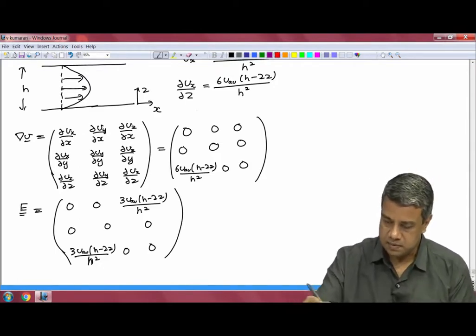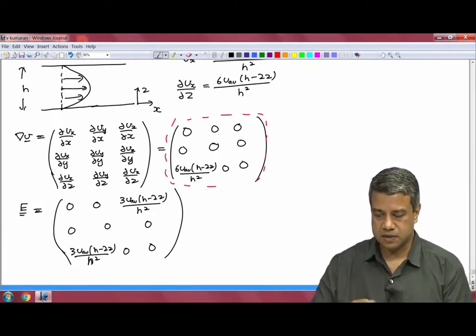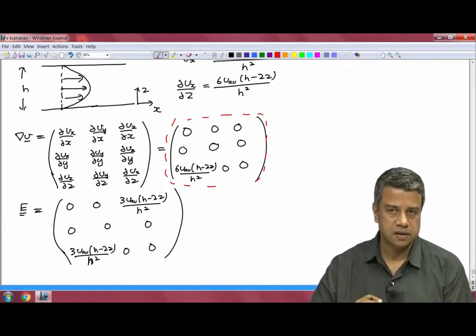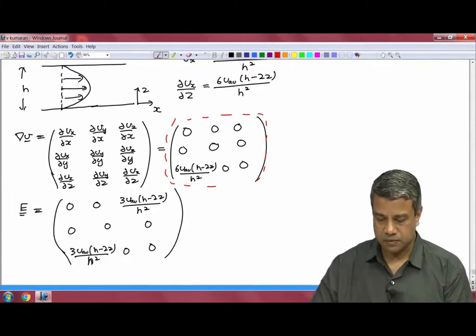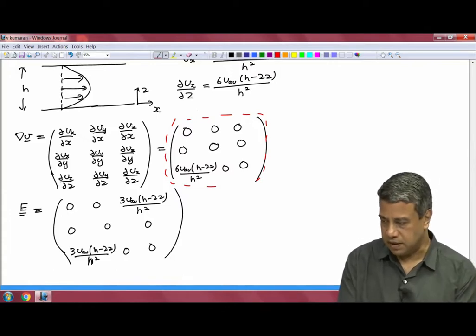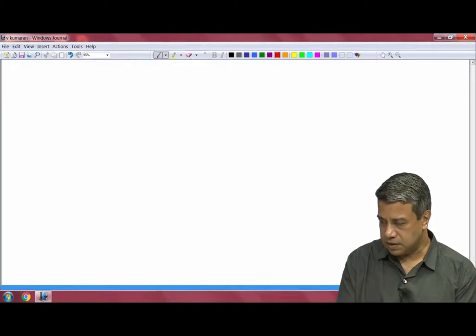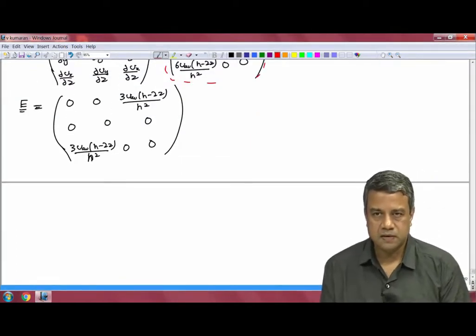I take this matrix, add to it its transpose, and when you add the transpose, this term on the bottom left goes to the top right. You interchange the rows and columns, the term on the bottom left goes to the top right. So, add that and then divide by 2, and that is why you get a factor of 3 here. So, this is the extensional strain. What kind of strain is it?